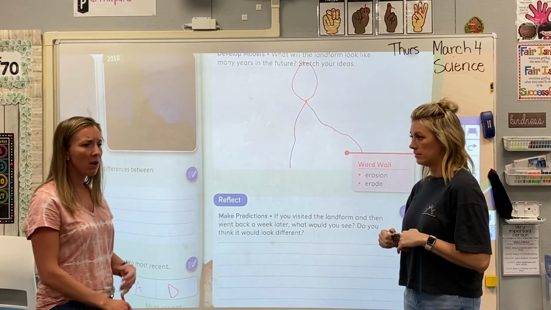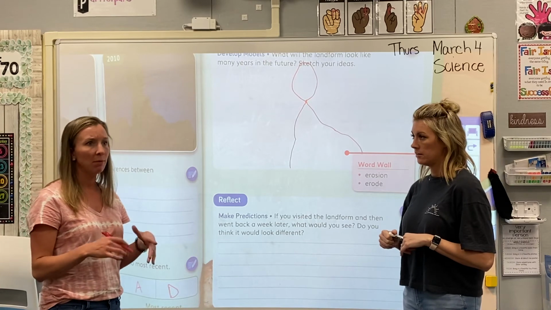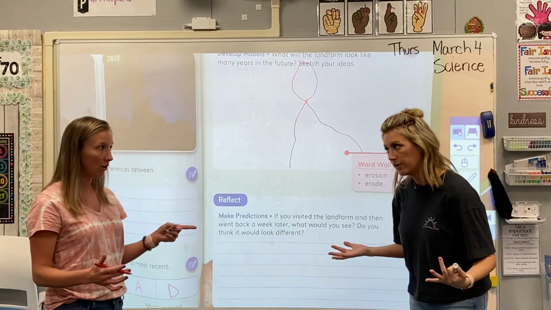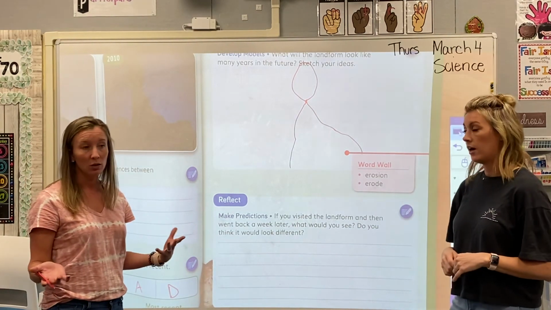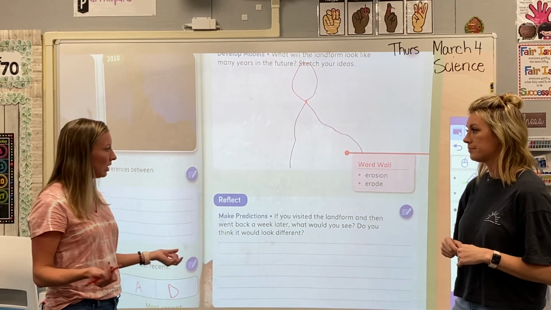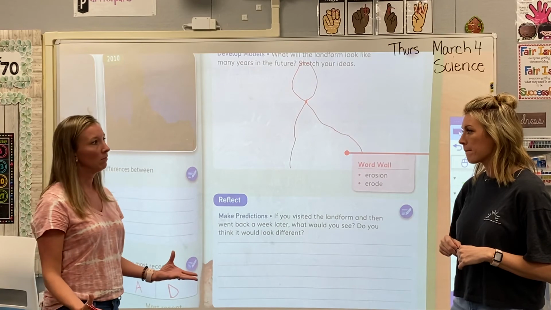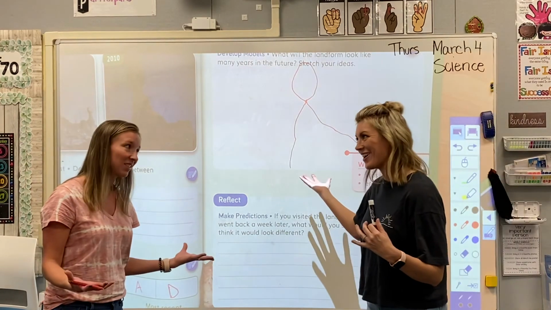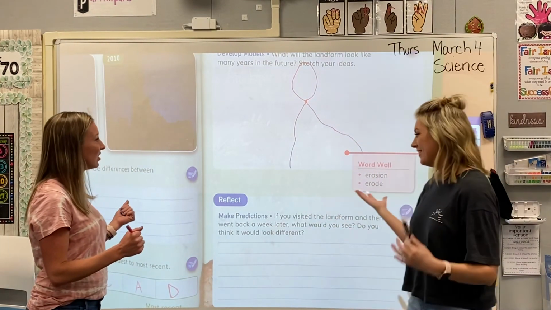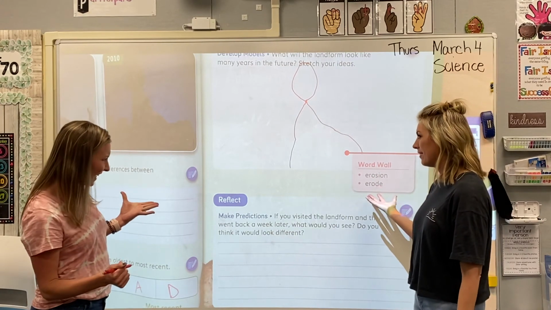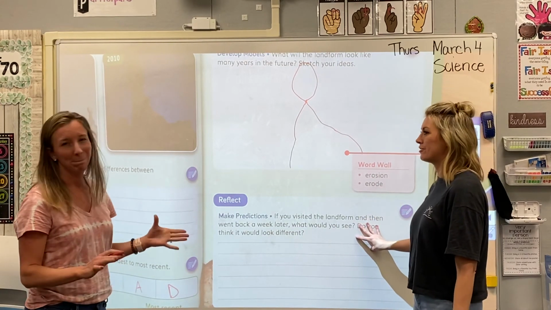Well, we talked about how some erosion can happen quickly. Like a volcano erupting. Or a flood. Or a tree breaking and falling down. And we talked about other erosion that takes a really, really long time. Like rocks changing shape, right? So if we went a week later, I don't think that's enough time for us to notice a change.